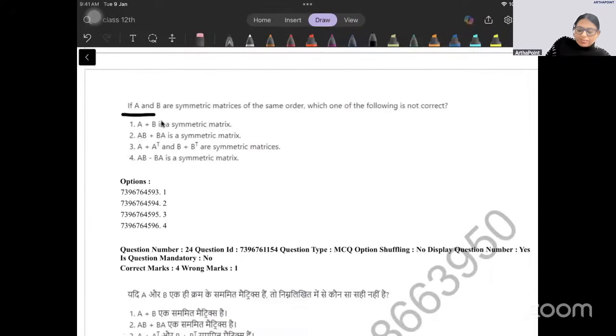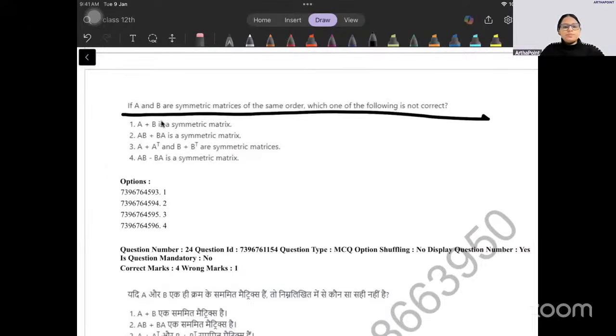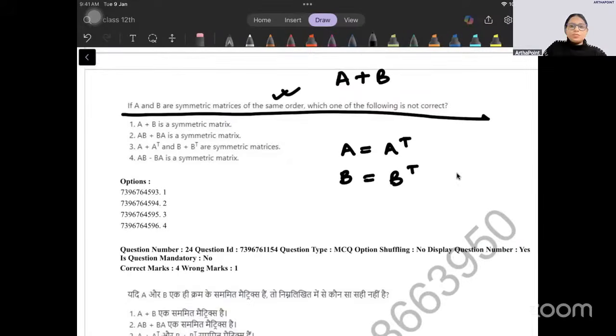If A and B are symmetric matrices of the same order, which of the following is not correct? Give it a try. A is a symmetric matrix, A is equal to A transpose. B is a symmetric matrix, B is equal to B transpose. And they are of the same order. So I can do A plus B. If A's order is 2x2, then B is also 2x2. So what will be A plus B? Will it be symmetric? Let's see.